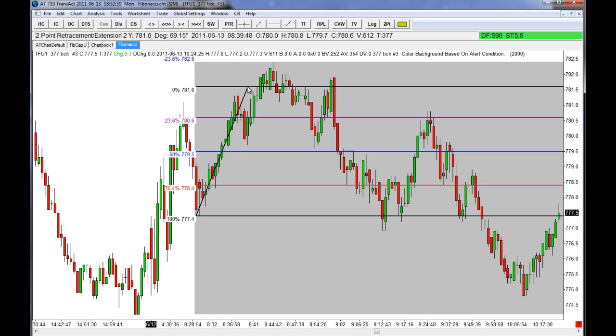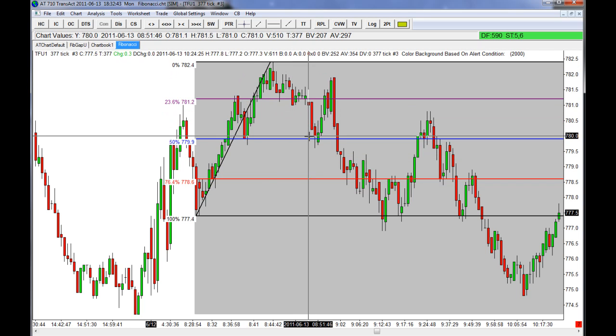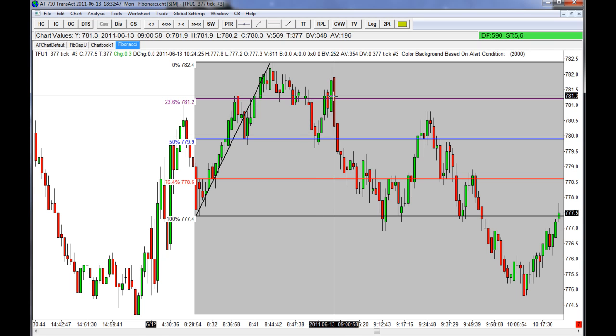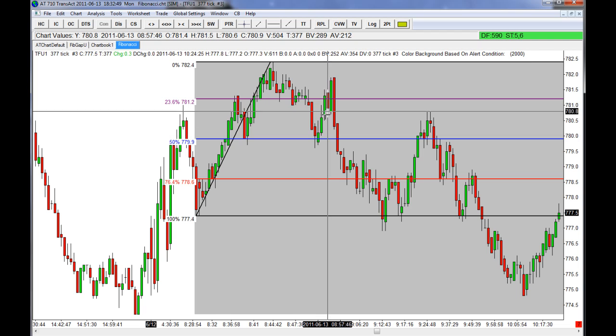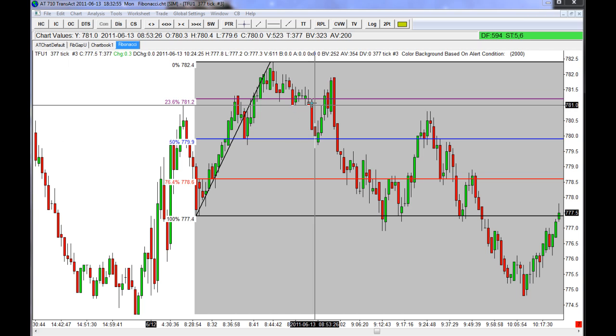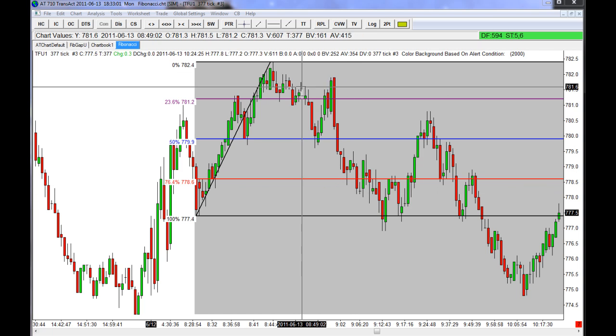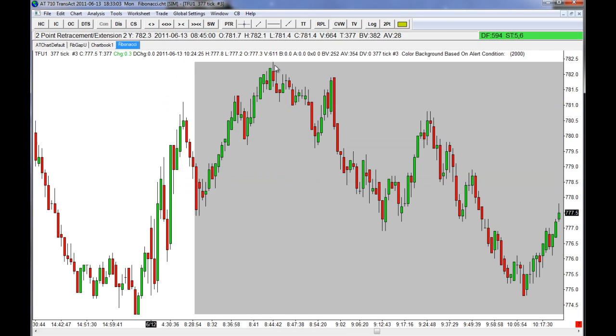So we would move the 0% level up to here. Then we'd get an entry here at 780. The target would be filled here. So that would be another 12 ticks. Okay, then as you can see, price does not get back up to the 0% level, it breaks the 76.4% level.